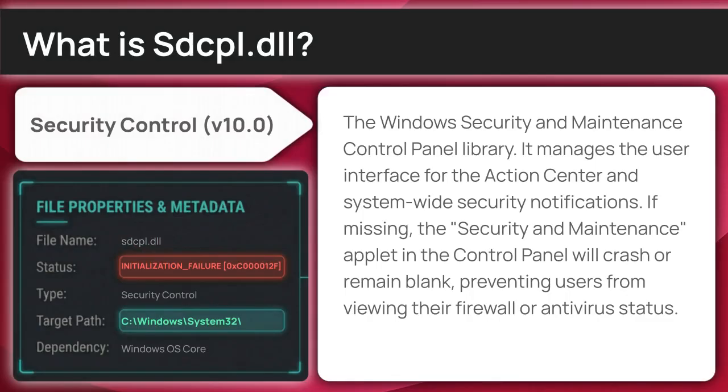This is the SD Control Panel Module, the Windows Security and Maintenance Control Panel library. It manages the user interface for the Action Center and system-wide security notifications. If missing, the Security and Maintenance applet in the control panel will crash or remain blank, preventing users from viewing their firewall or antivirus status.